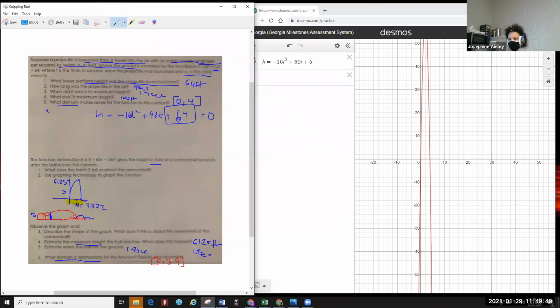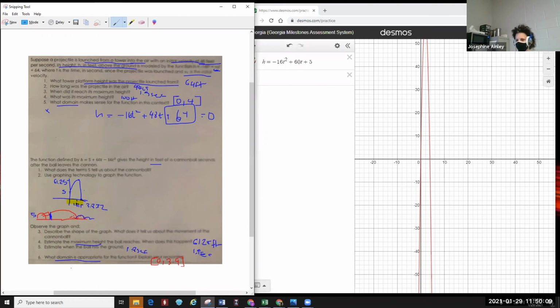Now, when you have to explain your reasoning, you're going to say that even though a graph exists on the negative side, it doesn't make sense for time to be negative. You can't have negative time. So when you explain your reasoning, just say you can't have negative time. Therefore, the domain is from 0 to 3.9.